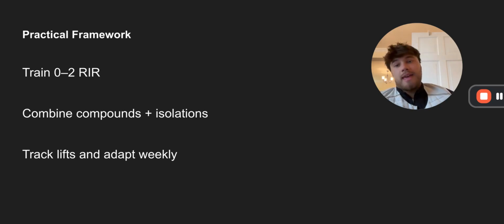So yeah, then we need to combine compounds and isolations. So we've talked about that. Use both compounds and isolations with deliberate control, because we know more control, more multi-units, more range of motion, more mechanical tension. All of these things are conducive to the stressor. Then track lifts and adapt weekly. So that's under the progressive overload one. We know how important progressive overload is, because we need to be consistently increasing the first layer of the cycle, which is the stressor, in order to still be getting adaptation.